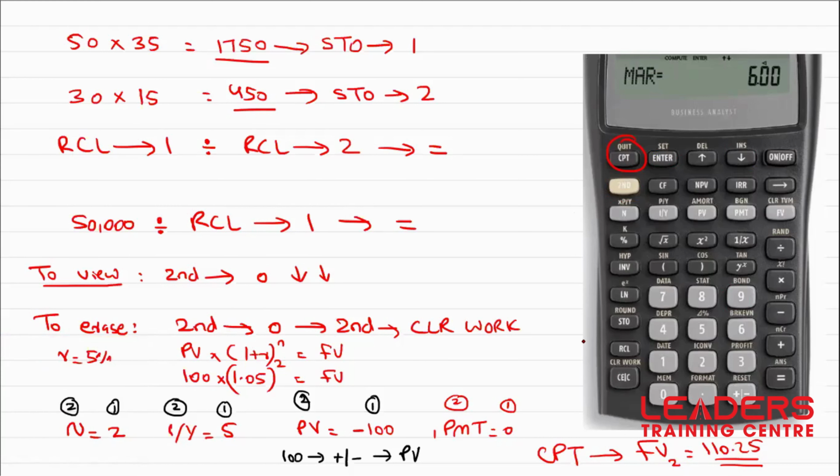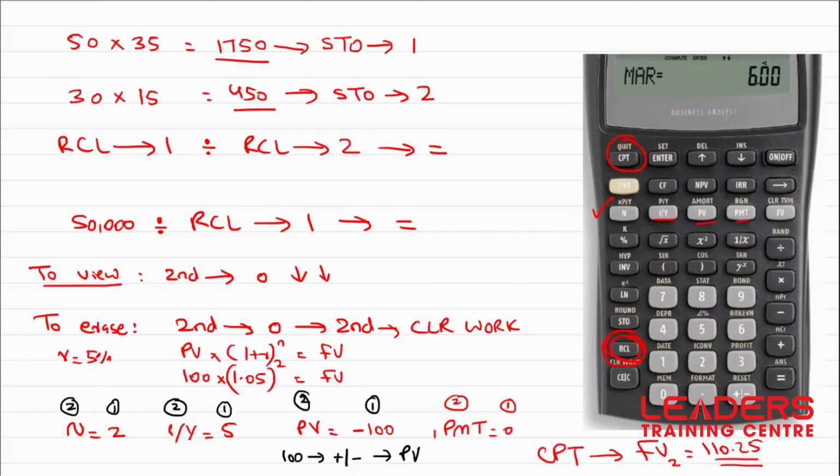All you need to do is just simply press recall and then N. It should show on the display screen what you have entered into N. Similarly, you can press recall and you can press interest rate. You can press recall and you can press present value. And you can press recall and you can press payment. And that should bring back everything that has been entered.